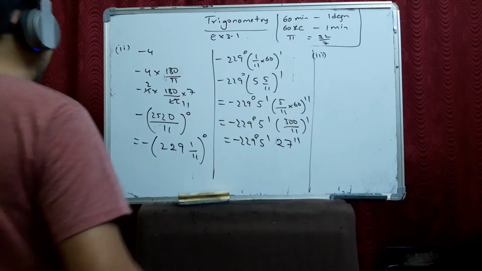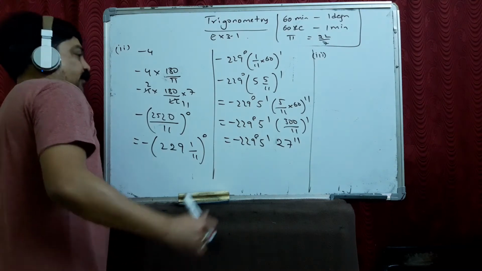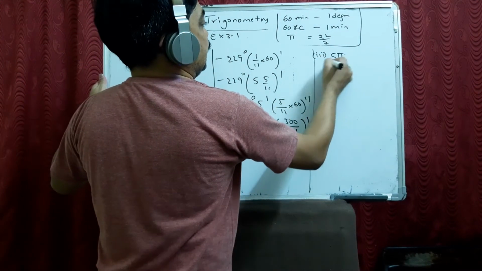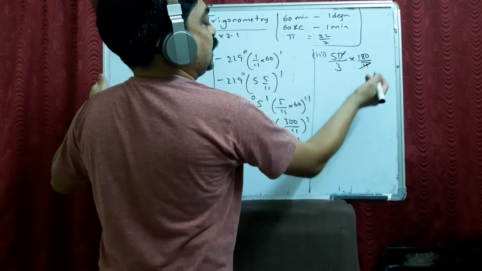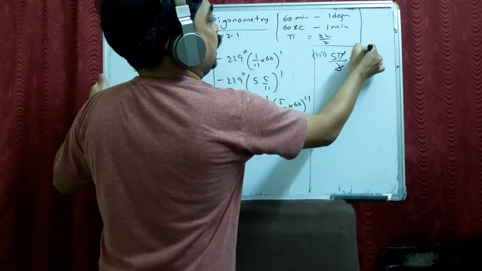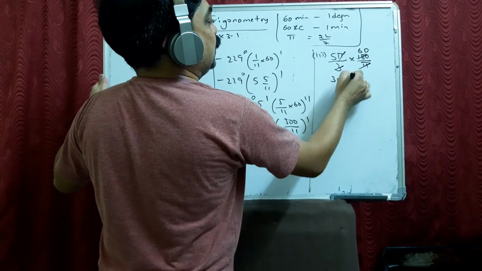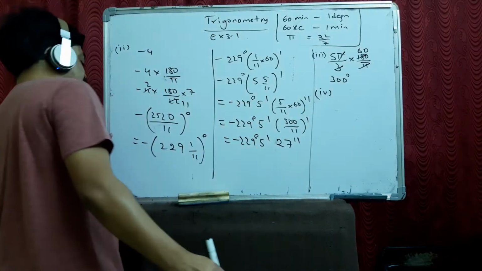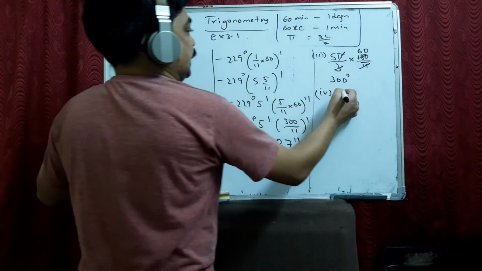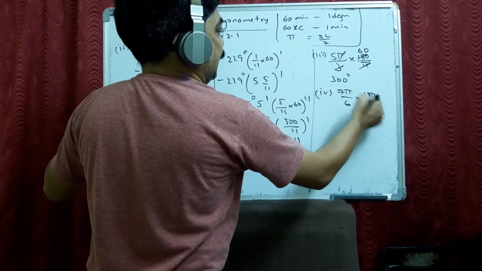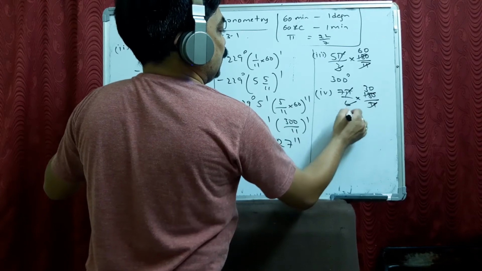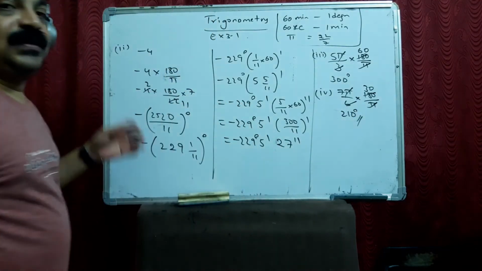The third one is 5 pi by 3 radians into degrees, into 180 by pi. Pi gets cancelled, and it is 300 degrees. Over. Next one is 7 pi by 6. When pi is there, it is very easy. 180 by pi gives 30 times 7, it is 210 degrees. Clear?